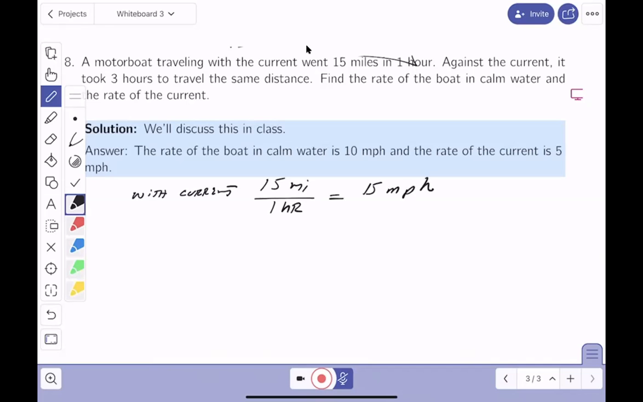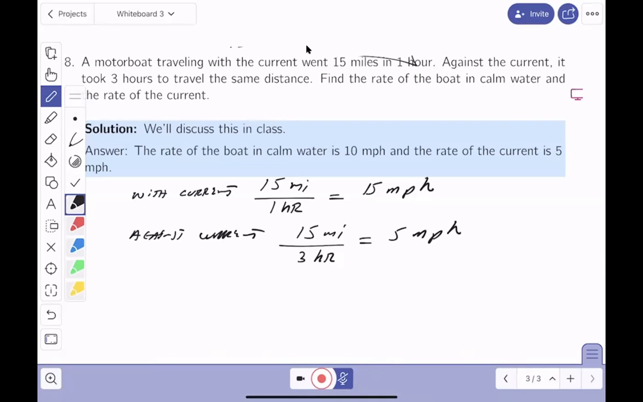It's a motorboat, by the way, against the current. It took 3 hours to travel the same distance. I'll put that down. So it's 15 miles in 3 hours. That's against the current, by the way, which turns out to be 5 miles per hour. That's its average rate against and average rate with the current.